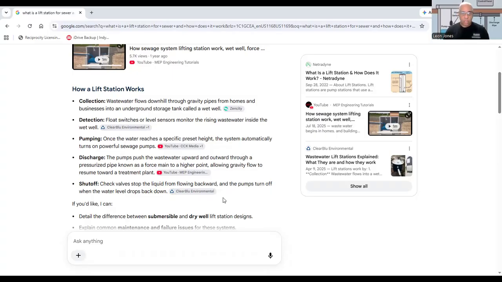Then, when you have your discharge, the pumps push the wastewater upward and outward through a pressurized pipe known as a force main to a higher point, allowing gravity flow to resume toward a wastewater treatment plant. And then there's shutoff. They're check valves. What they do is stop the liquid from flowing backward, and the pump turns off when water level drops back.